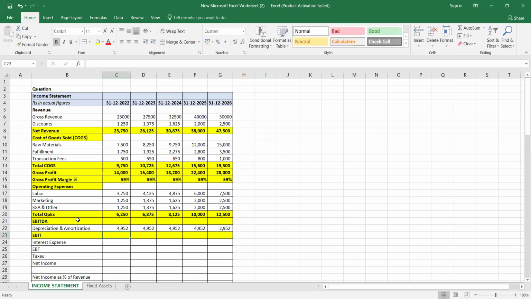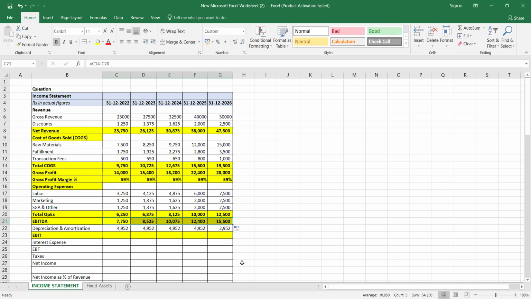How are we going to calculate this EBITDA? We are going to assume that depreciation and amortization has been included in this activity, SG&A and others. So how we are going to calculate EBITDA is: EBITDA is equal to gross profit minus total operating expenses. You will get this EBITDA.